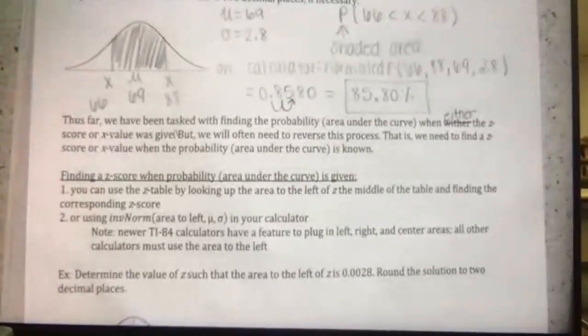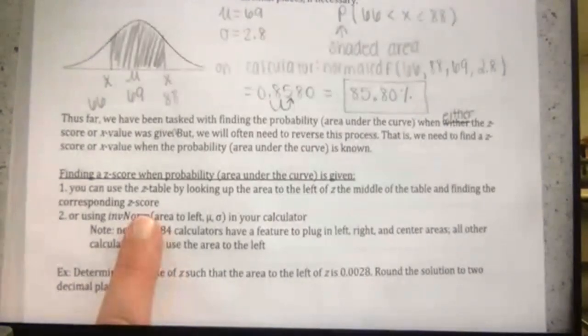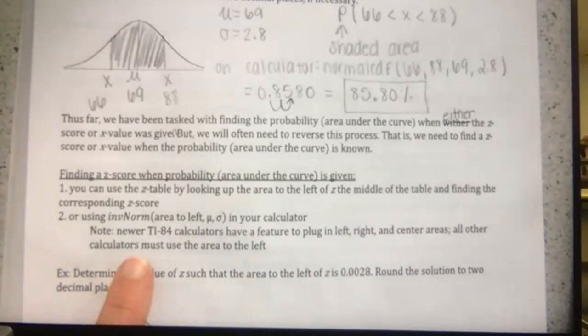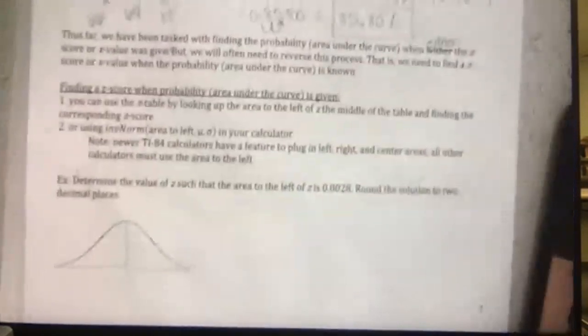So we can either use the table which is, I'll show you one time, but it's confusing, by looking up the area to the left of the Z value, which is in the middle, and then finding the corresponding Z value, or we can use the inverse norm in our calculator: area to the left, our mean and our standard deviation. If you have a newer 84 calculator, the features are a lot easier. I can plug in left, right, or center. All other calculators, if it doesn't give you the option to plug in left, right, or center, it will automatically give us the area to the left.